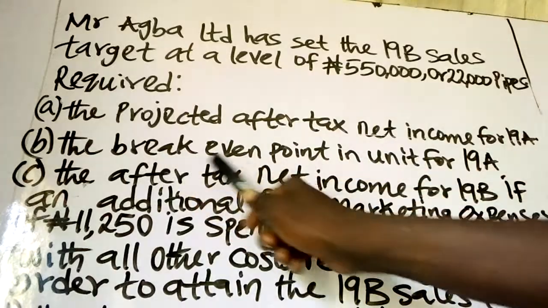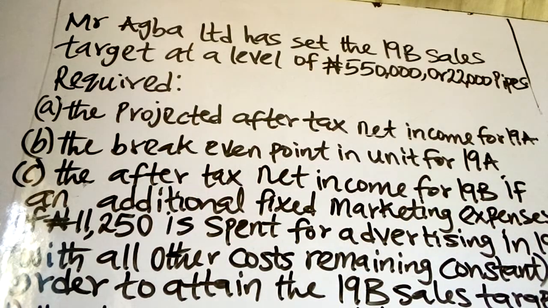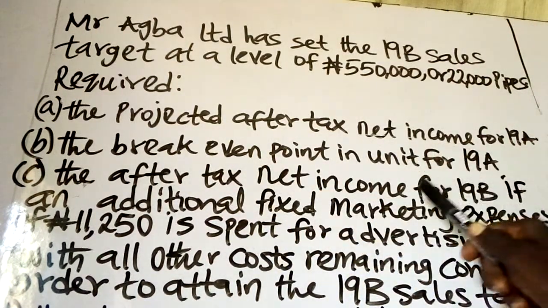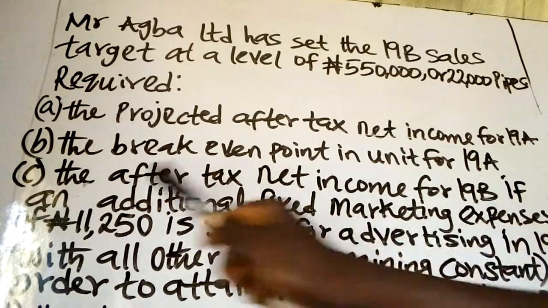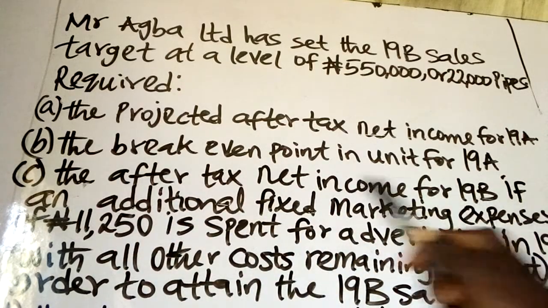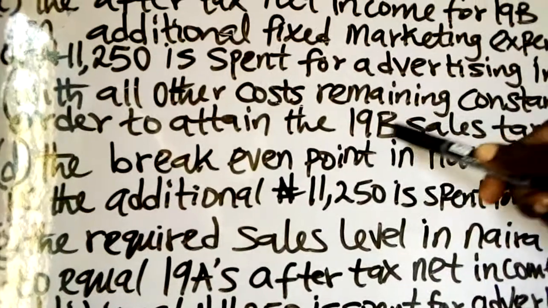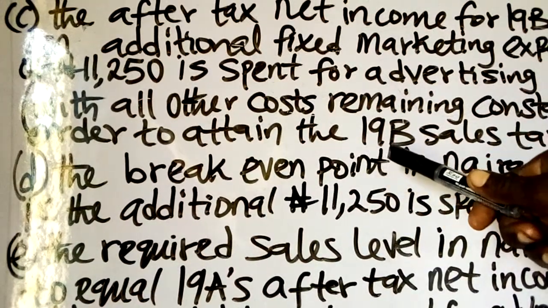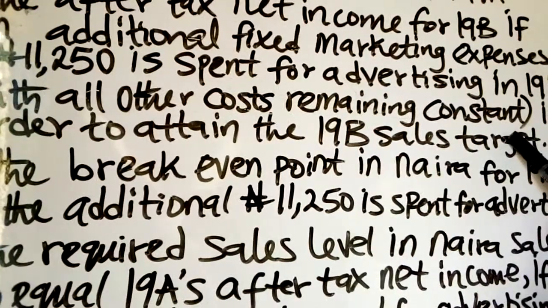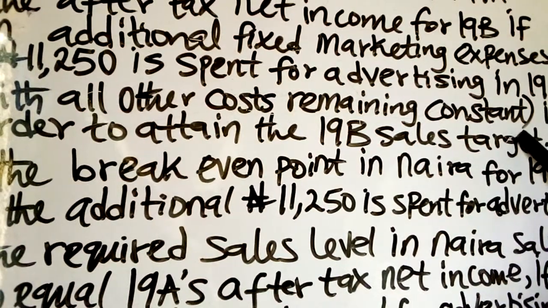Then B, the break-even point in units for 19A. You want to calculate the break-even point in units. C, the after tax net income for 19B. This is net income that is required also. So that means you are expected to prepare income statement for 19B, if an additional fixed marketing expenses of 11,250 is spent for advertising in 19B, with all other costs remaining constant, in order to attain the 19B sales target.